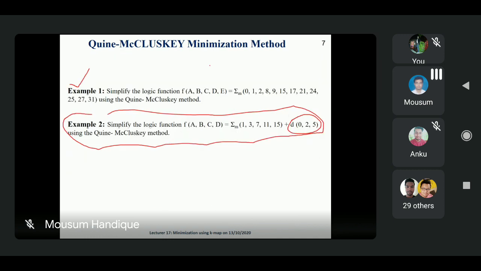हो गया? ये कर पाएंगे आप लोग? कर पाएंगे आप लोग? Yes, sir.